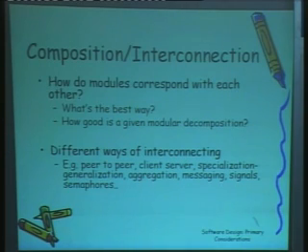Message queues, sockets, blackboards. You have synchronization methods, signaling, semaphores, monitors. So different ways of interconnecting systems, composing them. Once you have decomposed, you have to connect them.